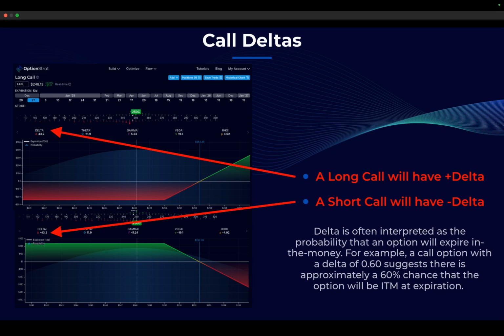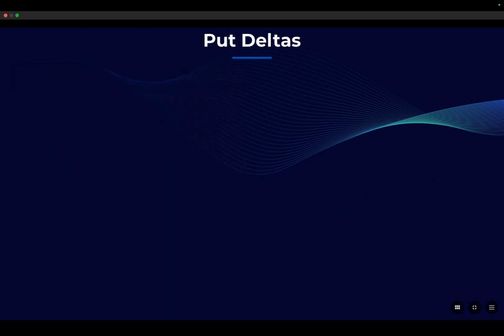It makes money when the market goes down. So delta often is interpreted also as the probability. It's a quick, fast pseudo number for the probability that an option will expire in the money. For example, if the call option were to have a delta of 0.60 or a delta of 60, that suggests that there's approximately a 60% chance that the option will be in the money at expiration. Again, that's not a hard and fast rule, but it is an approximation that many options traders will use to help determine whether that position might be in or out of the money at expiration.